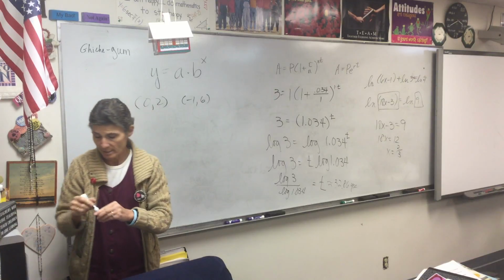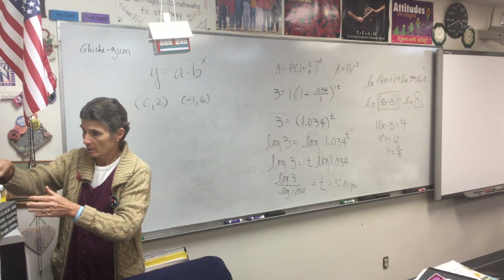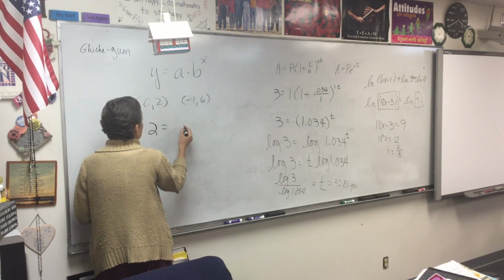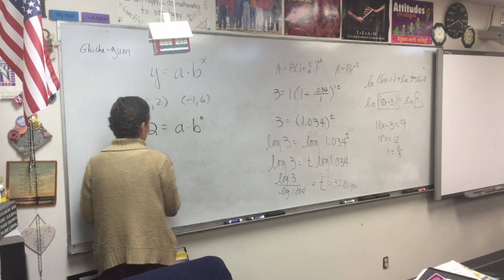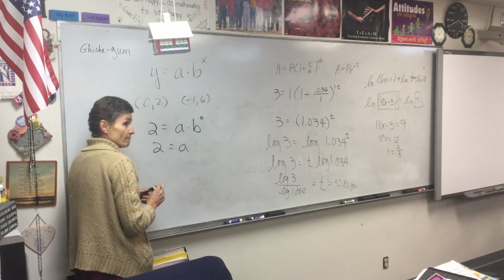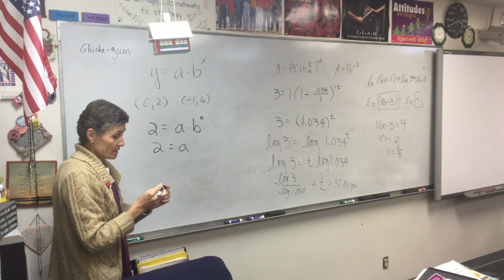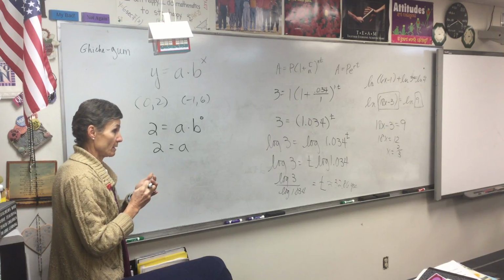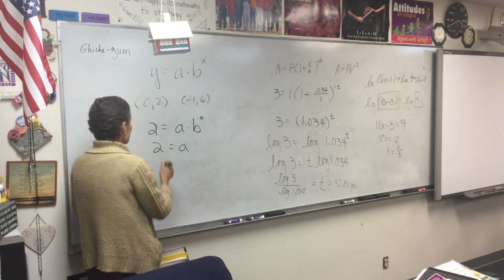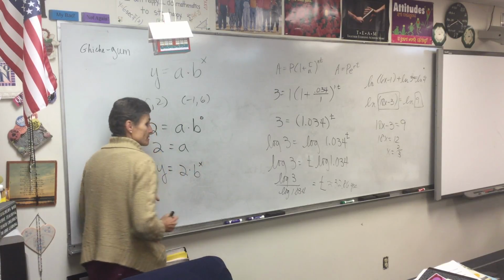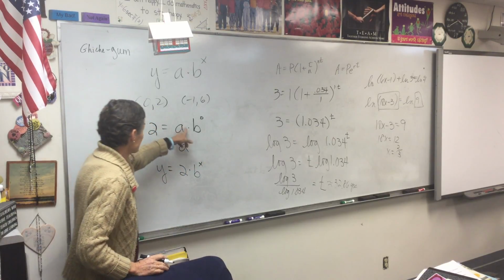All right, so how do I start? Use the one with the 0 first, plug in x and y. So 2 equals a times b to the 0. So basically 2 equals a. We call that our initial value. Initial value is always (0, comma). So now your equation looks like y equals 2 b to the x, because you know a is 2.